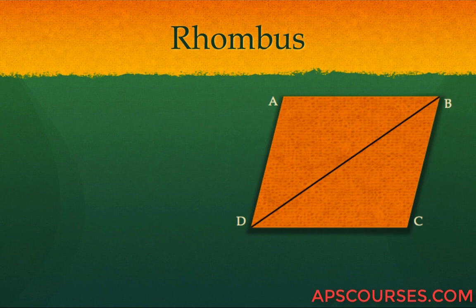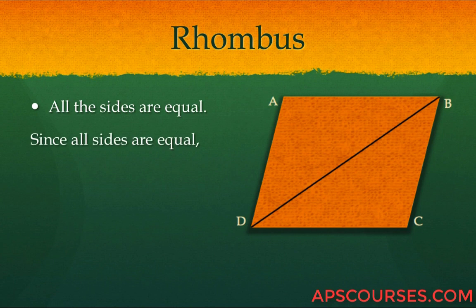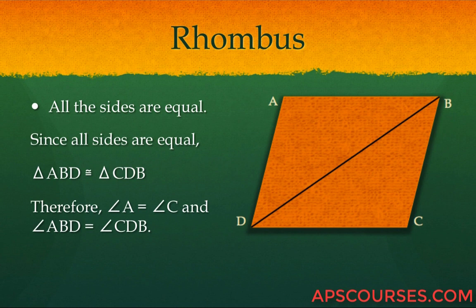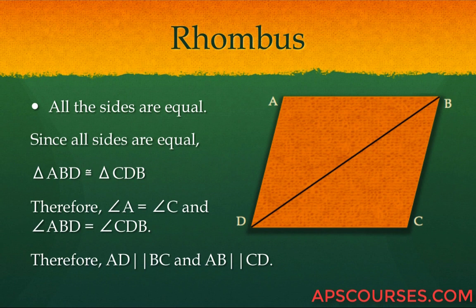Rhombus. In this figure, ABCD is a rhombus. In a rhombus, all the sides are equal. Now, since all the sides are equal, triangle ABD is congruent to triangle CDB, and therefore we can conclude that angle A is equal to angle C and angle ABD is equal to angle CDB. Therefore, you can also conclude that AD is parallel to BC and AB is parallel to CD.